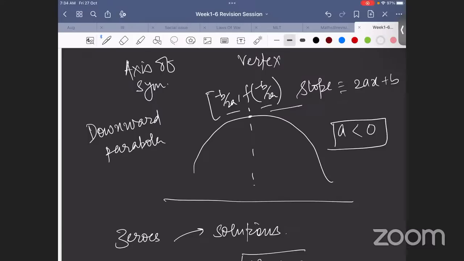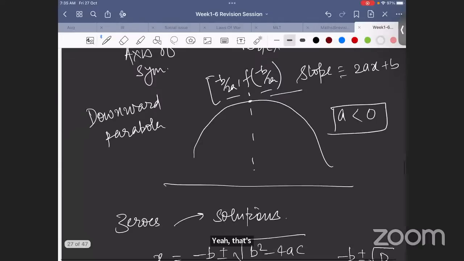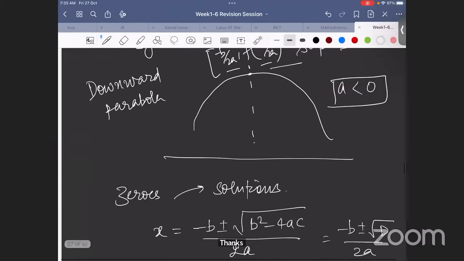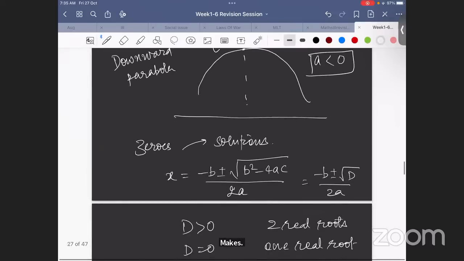Tell me whether this f of minus b by 2a will be a maxima or a minima. Maxima, it's a maximum. Yeah, that will be maxima, correct? So you'll have a maxima at that point. And you can calculate the zeros, right? The calculation of zeros is pretty simple.